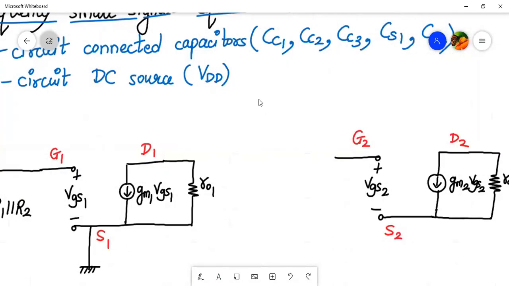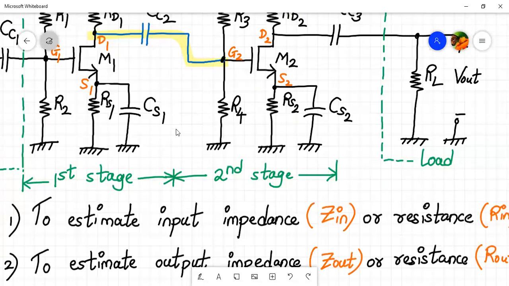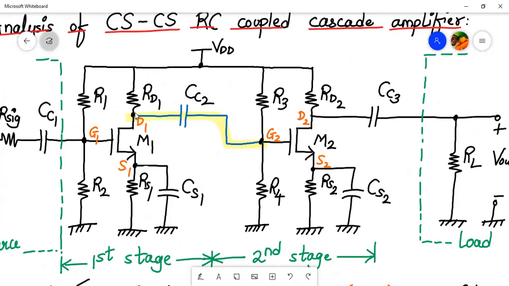Next, let us check the connections between the drain 1 and the gate 2 terminal. So let us check it out. From the drain 1, we will have a resistor RD1 going to the ground because this terminal will be connected to the ground. Then we have a direct connection between.